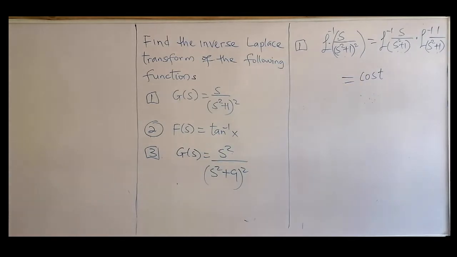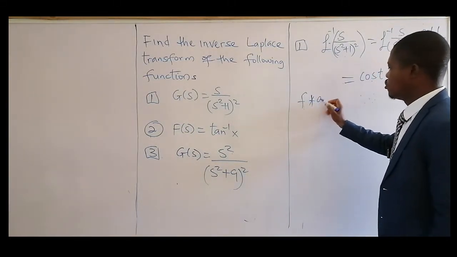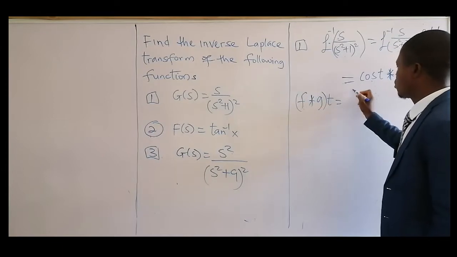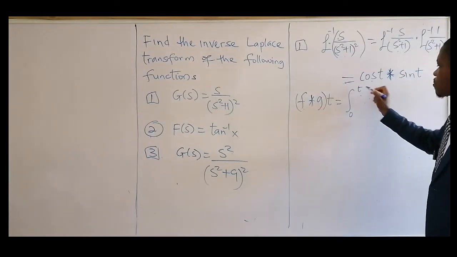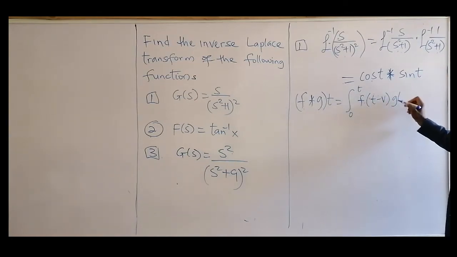t, and then the inverse is denoted with the asterisk when you have a product of two items. So then the other one will be sine t, and that's a convolution. So that's cos t convoluted with sine t. For the convolution method, we are told that f asterisk g as a function of t will be equal to the integral from 0 to t of f of t minus v, g of v dv. That's the convolution formula.